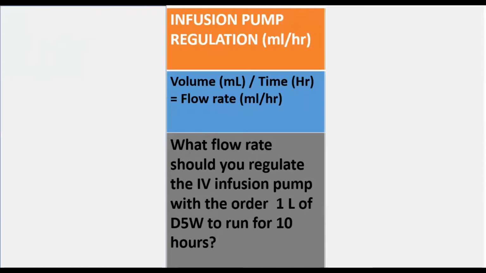The second type of problem under IV calculation problems is the infusion pump regulation, that is in ml per hour. Example of the problem is, what flow rate should you regulate the IV infusion pump with the order 1 liter of D5 water to run for 10 hours? This will be solved using the formula volume in ml divided by time in hours, equivalent to flow rate, that is in ml per hour. This is most useful for patients who are in the critical care unit, as this unit oftentimes uses the infusion pump for fluid infusion.